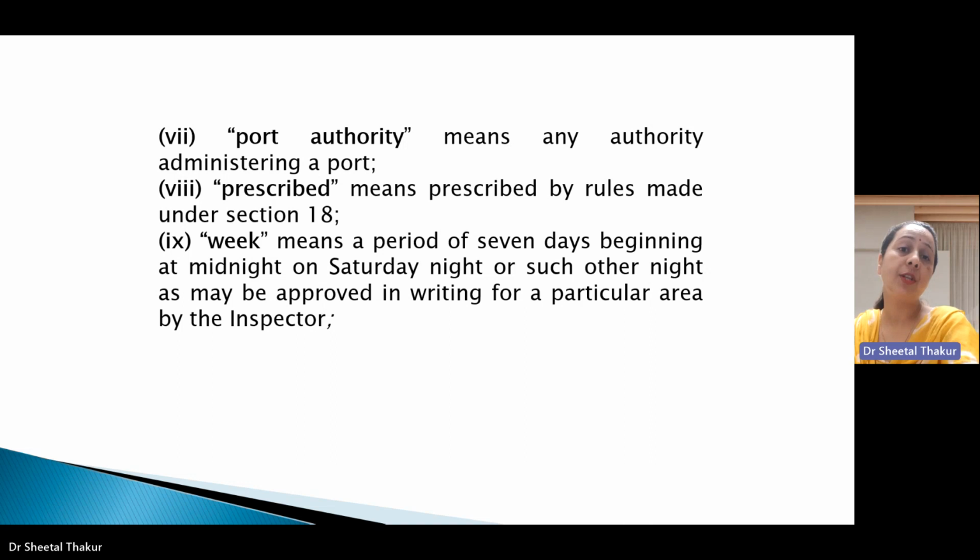They have mentioned that week means a period of 7 days beginning at midnight on Saturday night or on such other night as may be approved in writing for a particular area by the inspector. So wherever the word week comes, it will mean a period of 7 days, starting at midnight on the second night. That is the meaning of the term week.